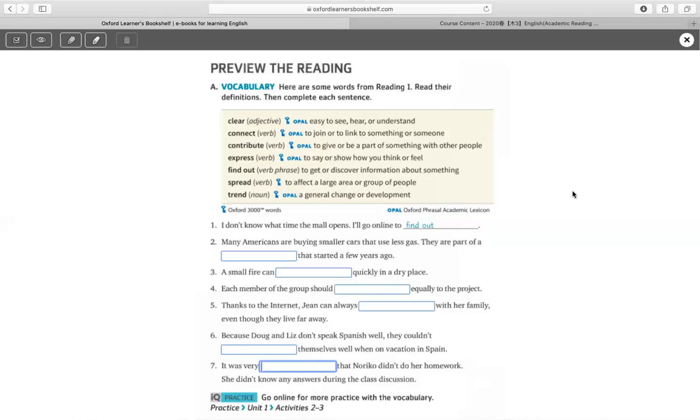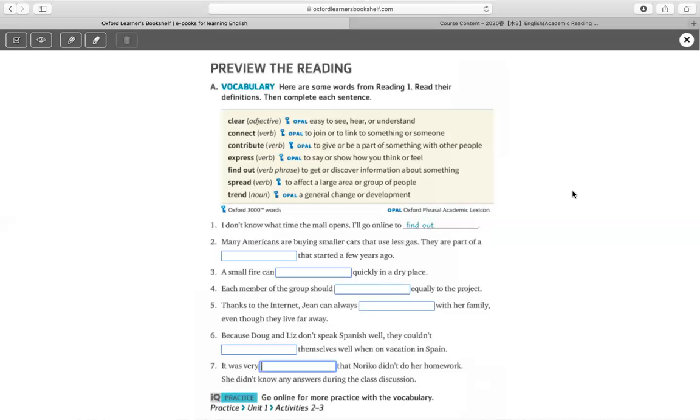Contribute, what do you contribute as a student? Or what is your contribution in your family? What do you do in your family? Express is to say something, to show your ideas, express your feelings, express your interest, express your gratitude by saying thank you.